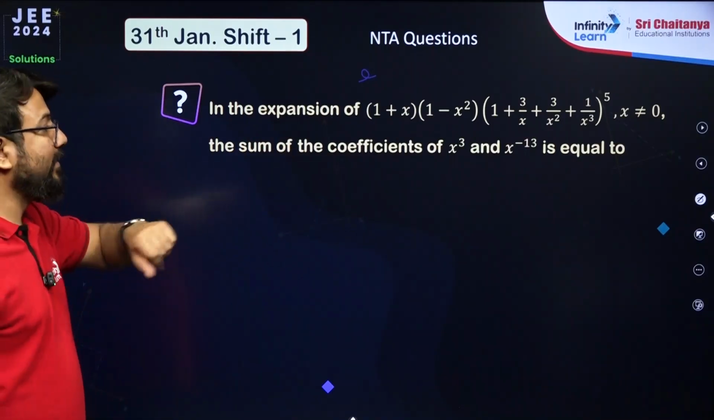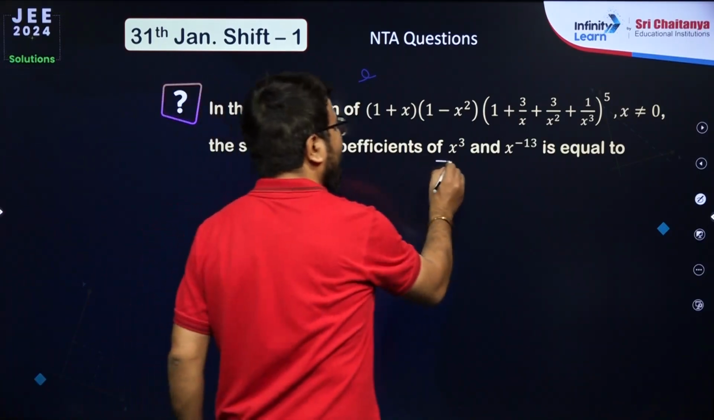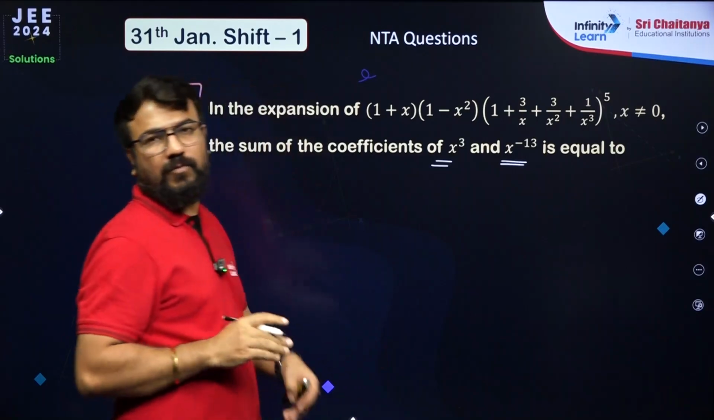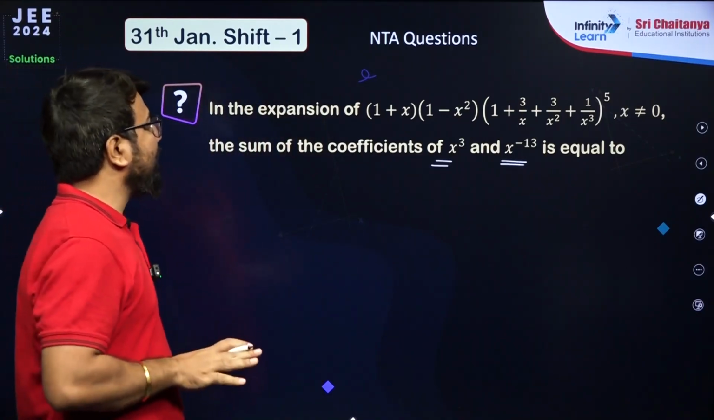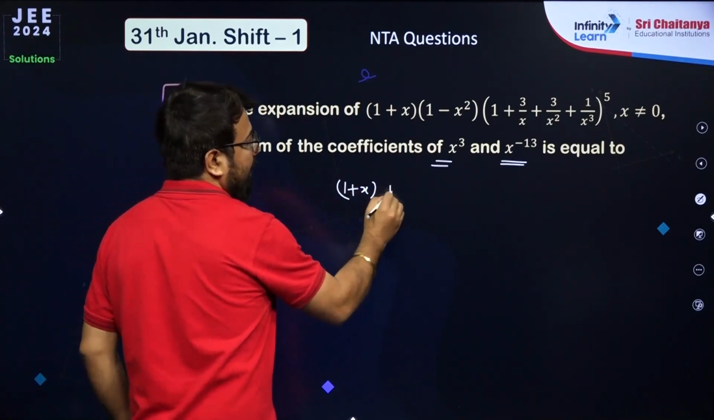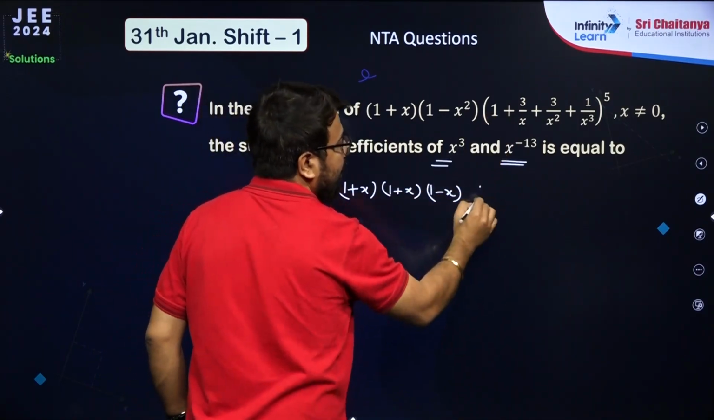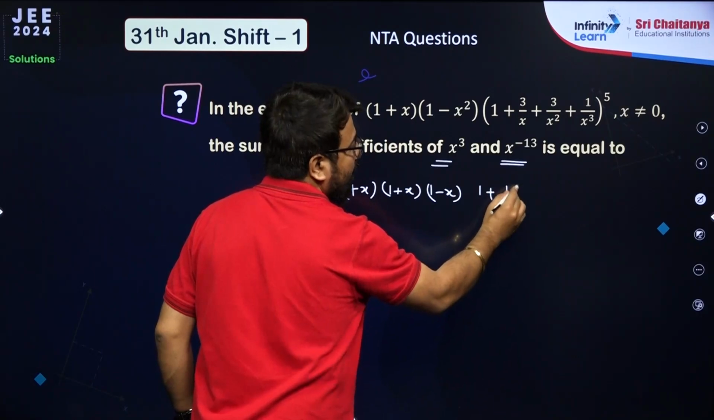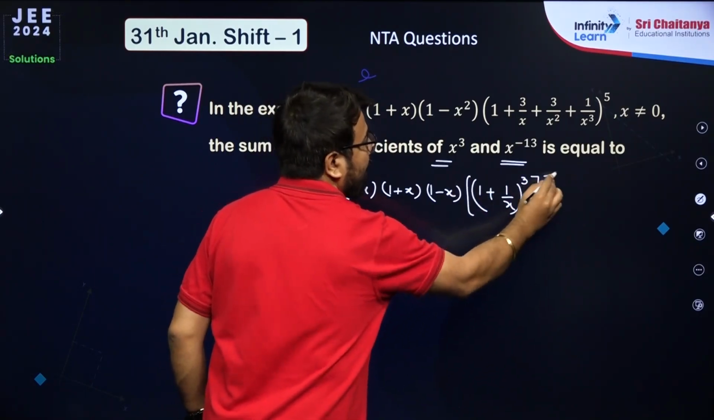Moving forward, in this expansion, the sum of the coefficients of x cube and x raised to the power minus 13 is equal to what? So x cube coefficient we need to get, x raised to the power minus 13 coefficient we need to get, and then finally we need to add them. So basically what we can do here, this 1 plus x will be written as it is. 1 minus x can be broken down into 2 factors. And here this is actually 1 plus 1 by x whole cube. And this is whole raised to the power 5. Can you see that?